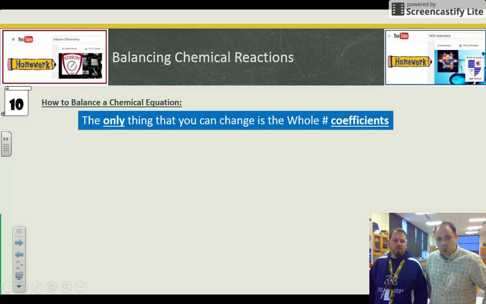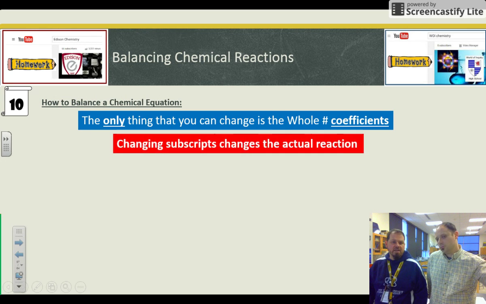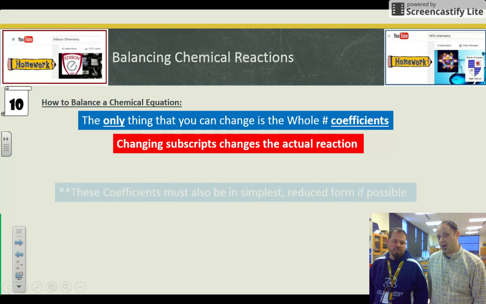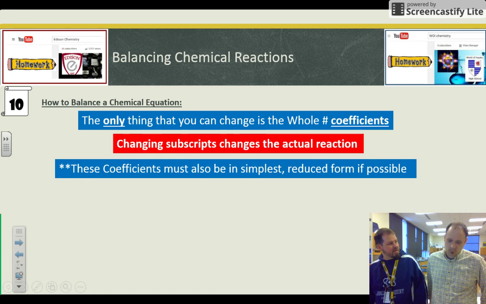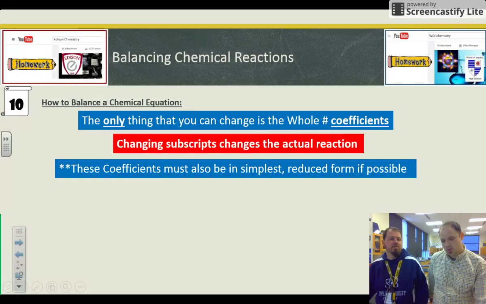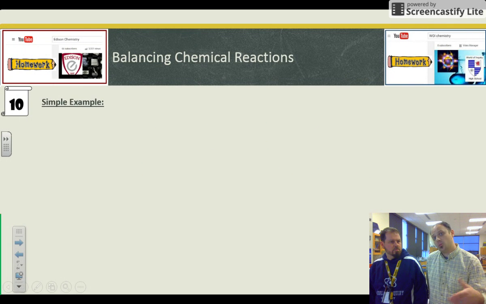First rule: the only thing you can change is those whole number coefficients. It is breaking the rules if you try to change subscripts, because now the reaction itself changes, the reactants and the products, and that's not allowed. Then when we're all said and done, the piece that we sometimes forget is that we've got to be in lowest common terms. If all my coefficients are even, divide them all by 2, that kind of thing. You'll see what we mean if you run into it.